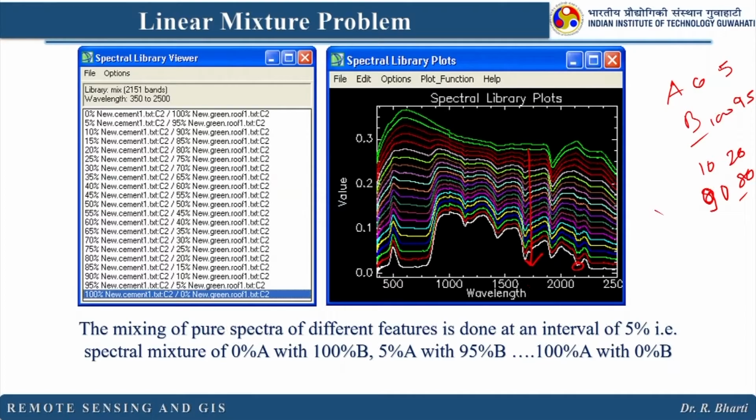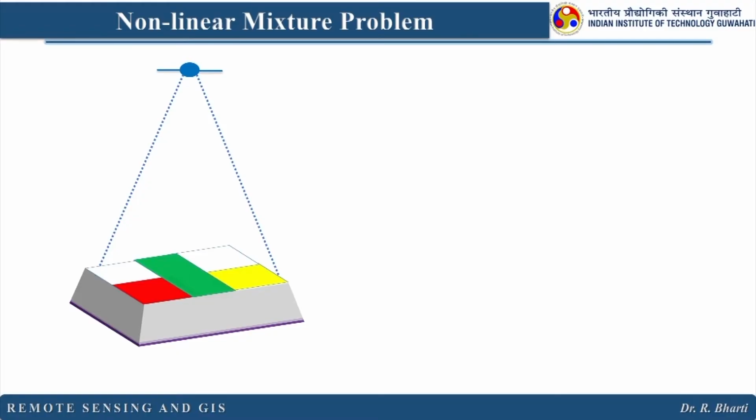So, here based on the abundance, what is happening? The intensity is increasing from one place to another place. So, this is one example in case we are assuming our target is A and B. In this slide, actually I want to explain this non-linear mixture problem.